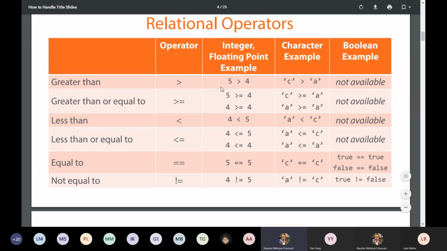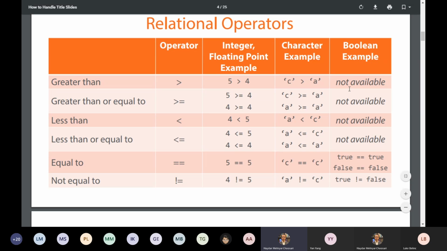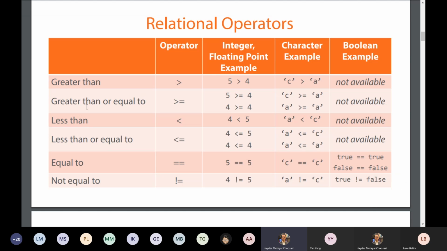We talked about the primitive data types in the previous session: the integer, the floating point, the character, and the boolean. Greater than is not available for the boolean, but for the character, the floating point, and the integer, it is available. For example, 5 is more than 4 is a valid statement in Java. The next one is greater than or equal to.